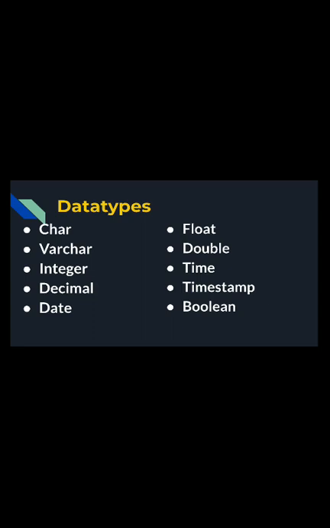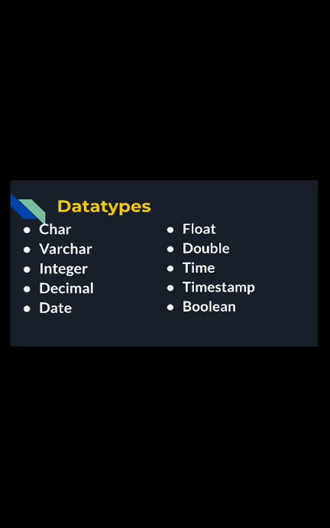Integer, and decimal to store float type of values. And here we can provide how many digits can be there after the decimal. Like if I say 10 comma 2, that means in all 10 digits can be there, and after the decimal there can be 2 digits. So decimal is for this purpose. Then date, as we have already used date.